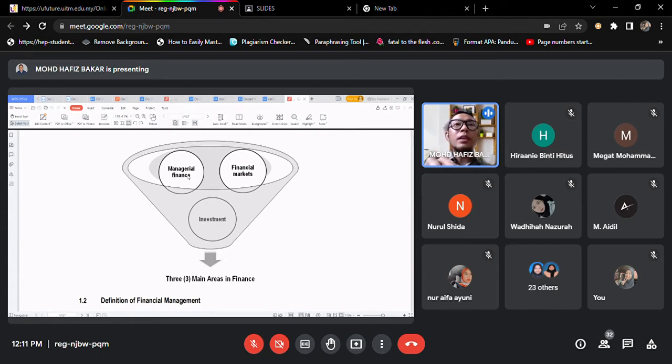At the end of the day, we want to make a decision. So that is managerial finance, based on the resources, the capital, assets or liabilities that the company owns. And then the financial market is the institution, the surrounding.